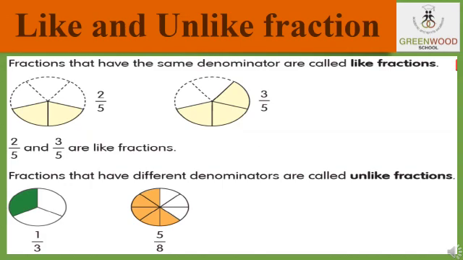Now the second type of fractions are like and unlike fractions. Fractions that have the same denominator are called like fractions. For example, one circle divided in 5 parts, out of which 2 are colored, so 2 by 5. And the same circle of 5 parts where 3 parts are colored, so 3 by 5. 2 by 5 and 3 by 5 are like fractions because they have the same denominator 5, while the numerators 2 and 3 are different. Fractions that have different denominators are called unlike fractions, like 1 by 3 and 5 by 8, where 3 and 8 are different and 1 and 5 also are different.